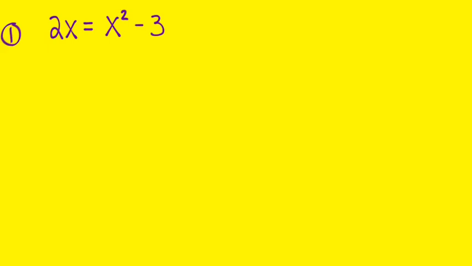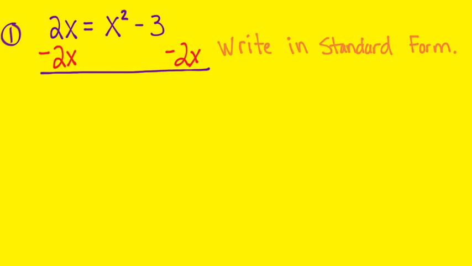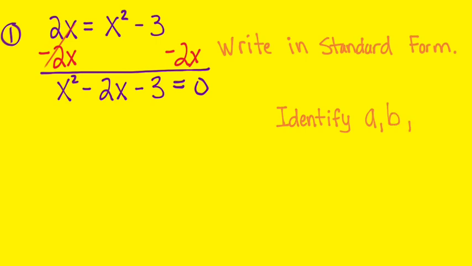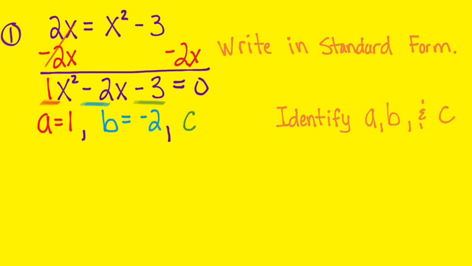So, what happens here? I first need to put it into standard form, right? I subtract the 2x from both sides, and I get my x squared minus 2x minus 3. I'm going to identify my a, b, and c. That's 1, negative 2, and negative 3. And use my quadratic formula, just substituting into it.